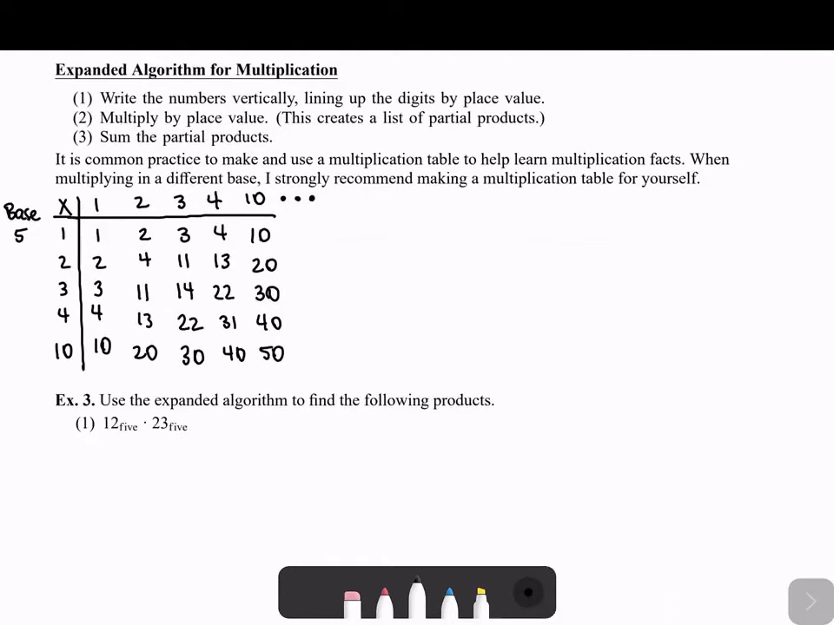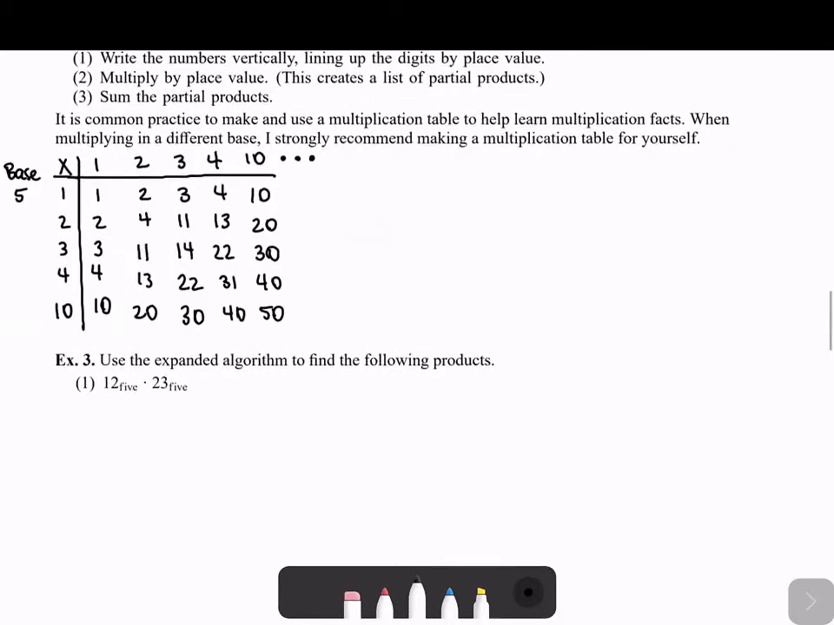So, like every algorithm, our first step is to write things vertically lining up the place value. So we are looking at 1, 2, base 5, times 2, 3, base 5. So we just line everything up. Okay, so the expanded algorithm says we multiply by place value and then add the products.